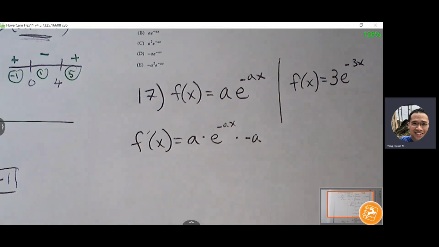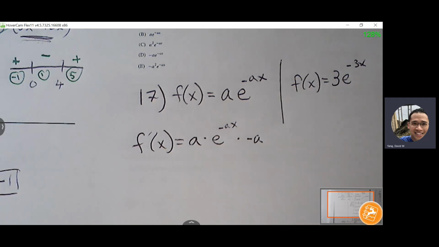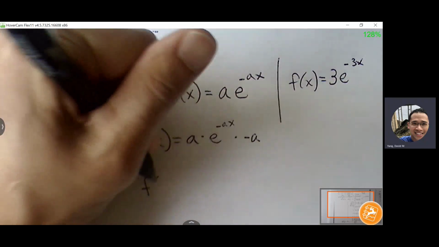So don't let any letters throw you off. If you really are struggling with it, just put a number in place of it and see if that will help remind you what to do with that constant. Okay, the two a's combine.